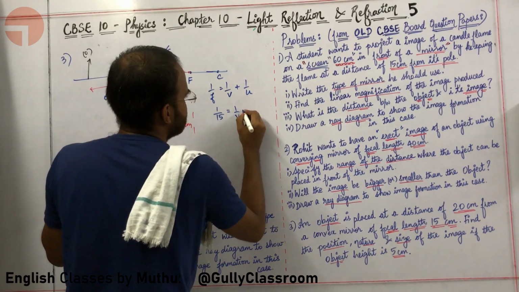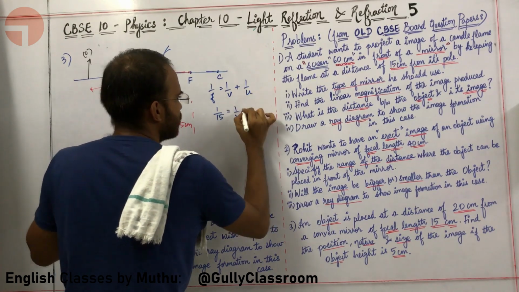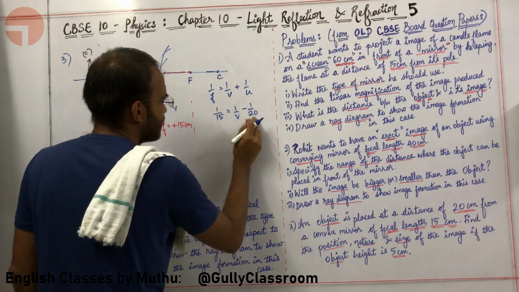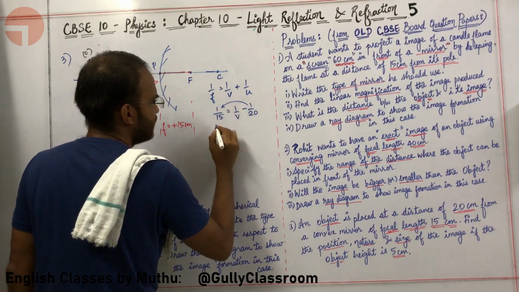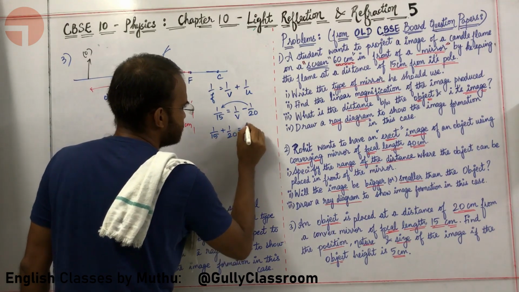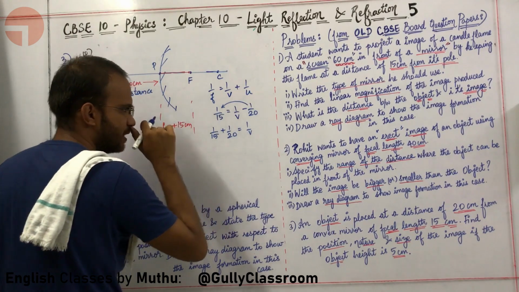Okay sir, what next? Here I am going to have minus 20. So let me put minus 1 by 20 over here because u is in the denominator. What next? Let me solve this. I am bringing this value over here. 1 by 15 plus 1 by 20 is equal to 1 by v, because when coming here, this negative will become positive.